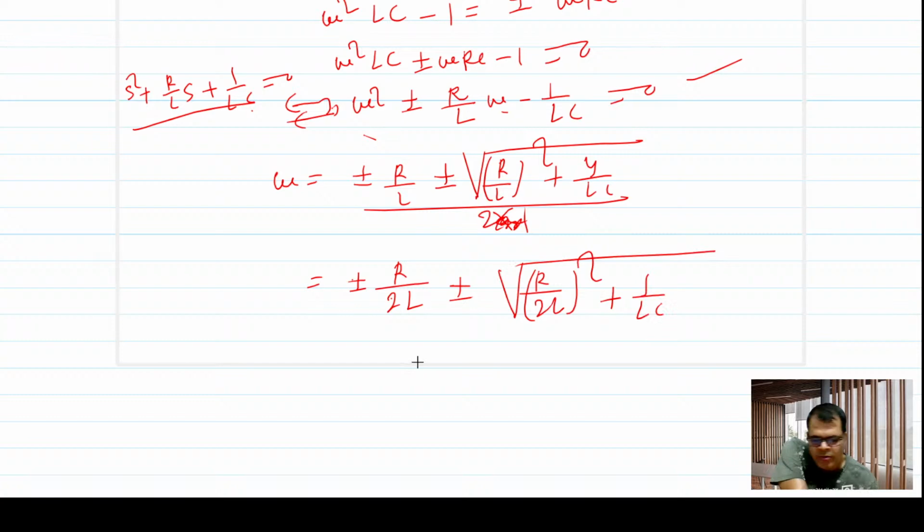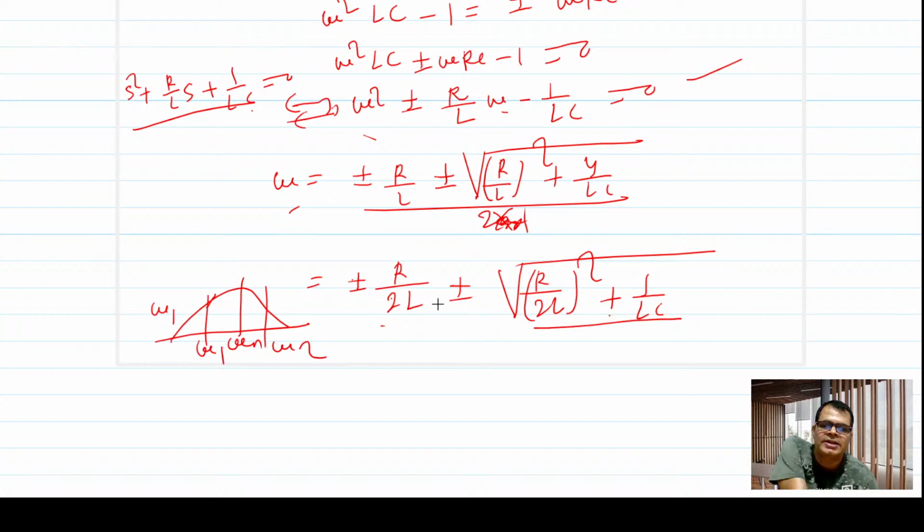Now I will write in short format. First of all, this is the negative frequency, it cannot be possible. So you need to find one lower one. This is your omega 1 and omega 2. So which one will be the lower one? This term is always greater than this, because R upon 2L square is there plus 1 upon LC. This term is always greater than this.